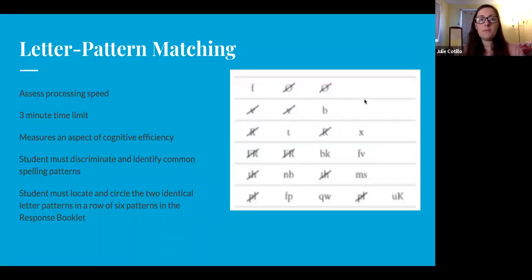So the next one is letter pattern matching, and as you can see on the right, it's very similar to symbol search from the WISC. You have a 3-minute time limit, and you have your record book, and the student has to scan across and identify the 2 common letter patterns. So these are letter patterns like the letter O, or V, or as you see in the picture, as it goes down, it gets a little more elaborate, like PL, pull, or TH. They have to scan through visually and identify the common letter patterns in a 3-minute time limit. And this assesses your processing speed and measures cognitive efficiency.